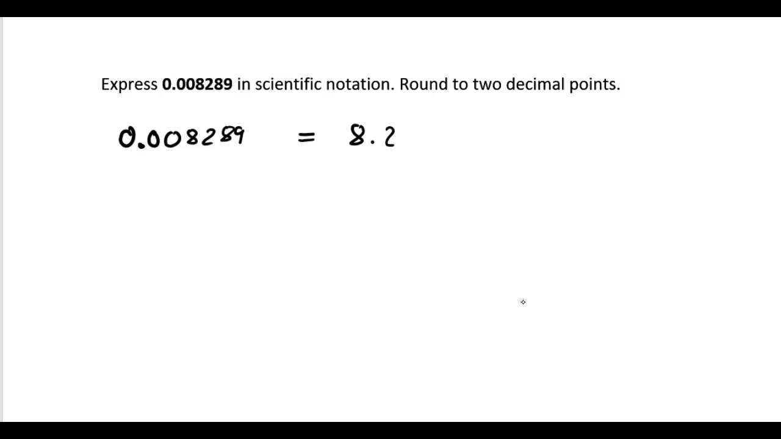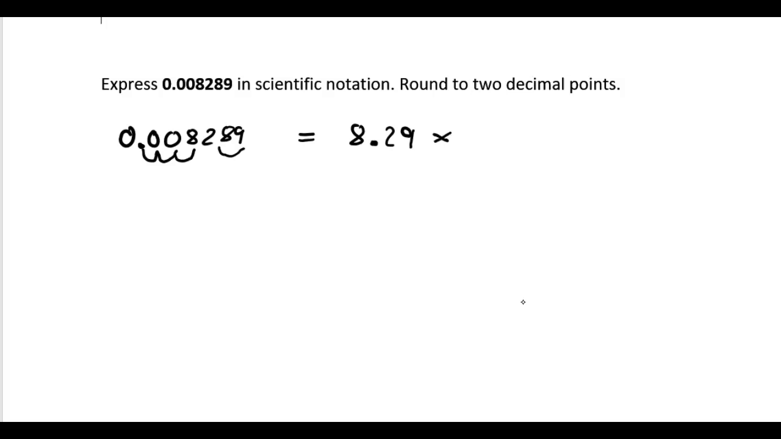8.2, and we need to round to 2 decimal points, so the 8.289, we would round this to 8.29. So we've got this rounding here, and we want to get it into this format. So what we need to do is we need to shift the decimal point to the right, and we need to do it once, twice, 3 times, that we get 8.29.